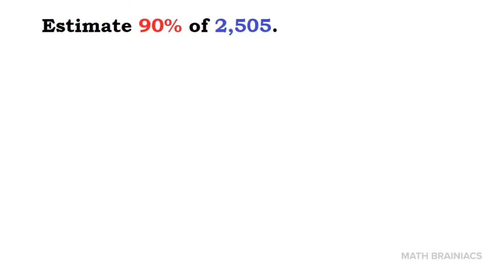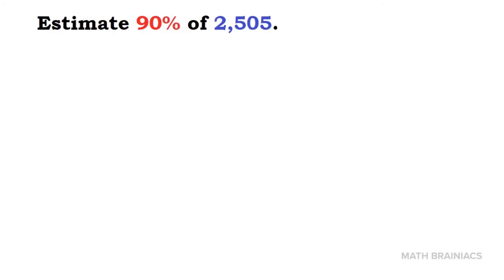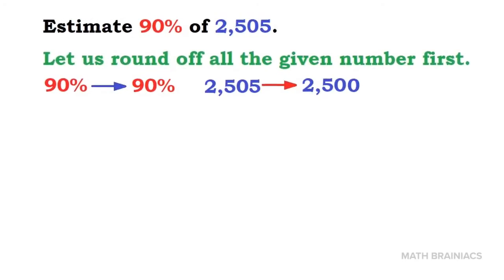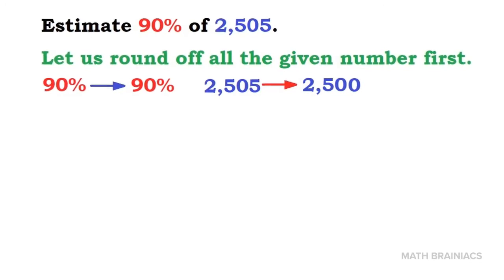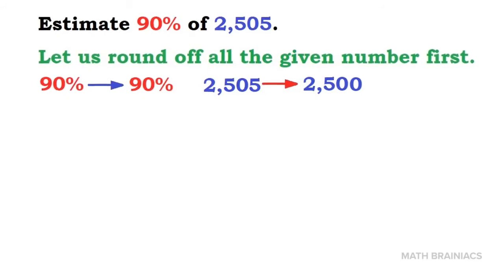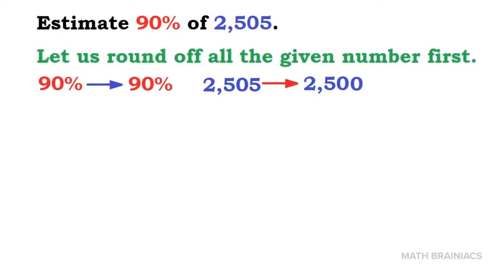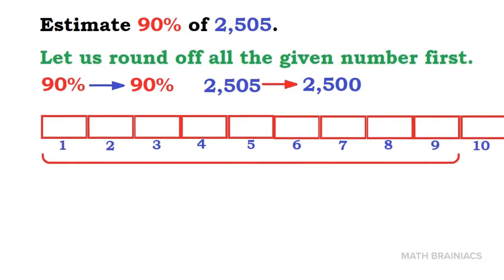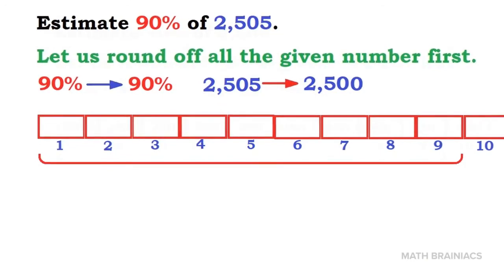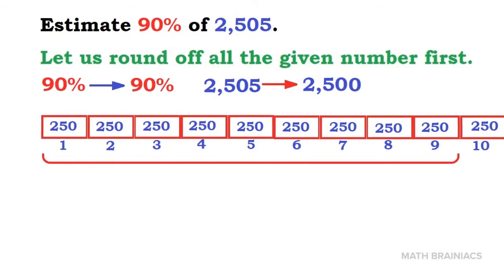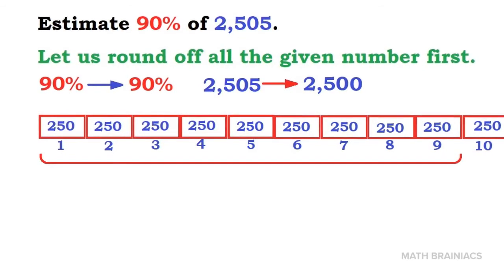Let us work on another example so that you can understand it well. Estimate 90% of 2,505. Rounding off all the given numbers first, 90% will remain as 90%, while 2,505 will be rounded off to the nearest 100, which is 2,500. We're going to have 10 parts of the bar and we're going to take 90% of it. 2,500 divided by 10 will give us 250 each. So, each bar will have 250.